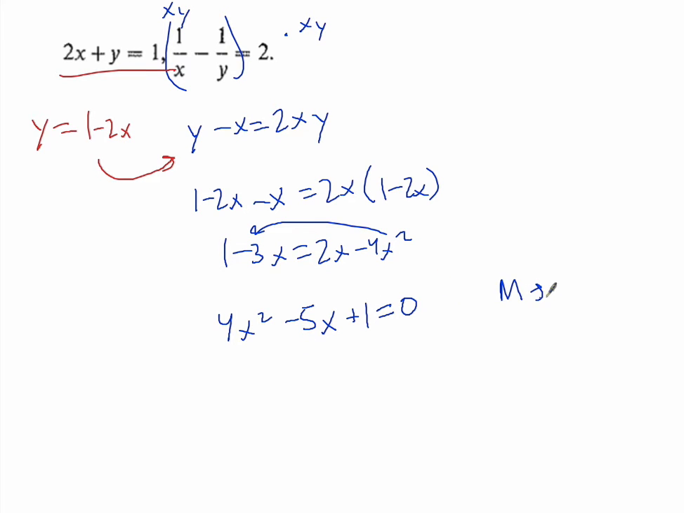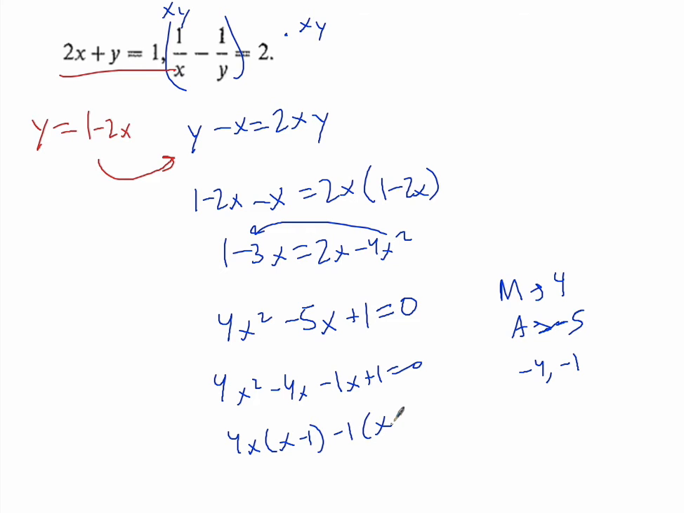And can we factorize that? Two numbers that multiply to give 4 and add to give negative 5 would be negative 4 and negative 1. So that's 4x squared minus 4x minus 1x plus 1 equals 0. Factor out the negative 1 from the second two terms. So we get this, and we get two possibilities. We get x equals 1 or a quarter.